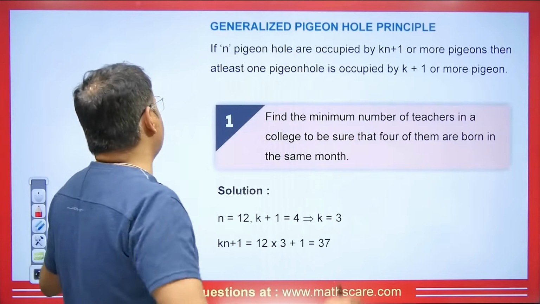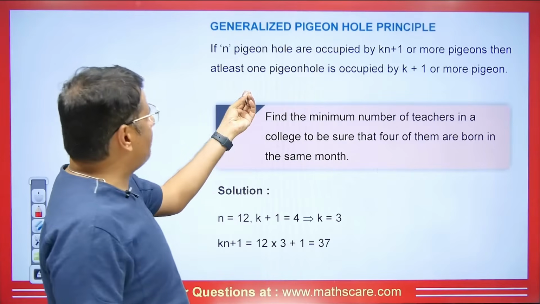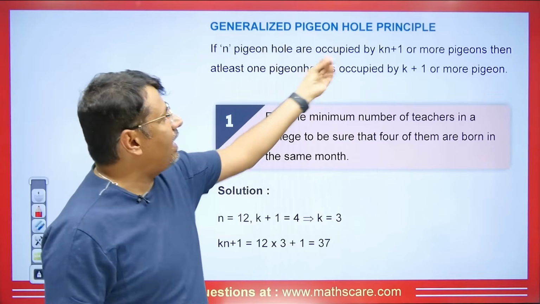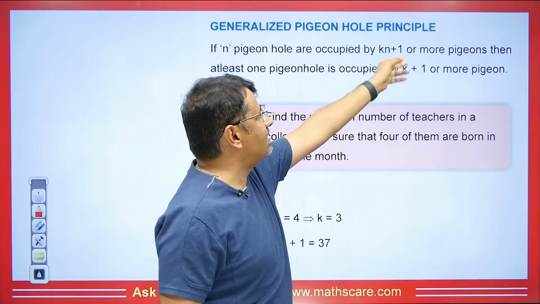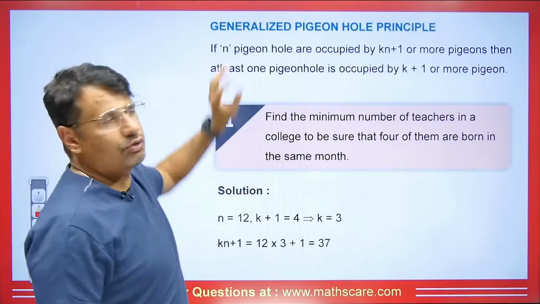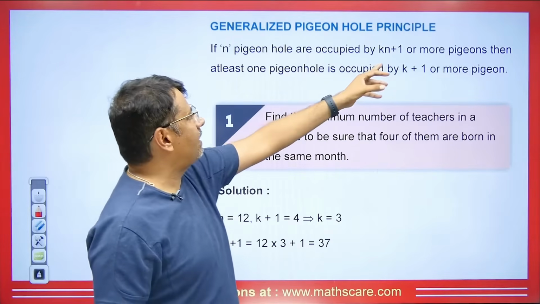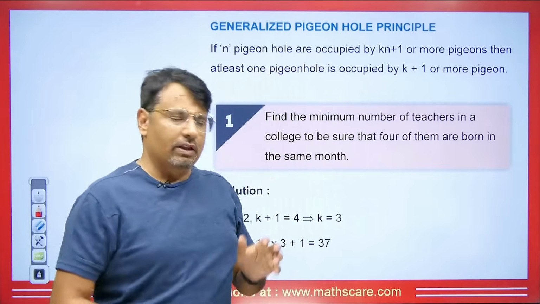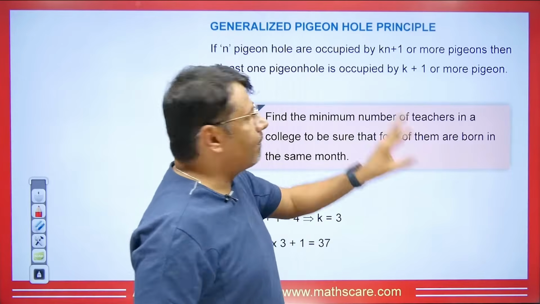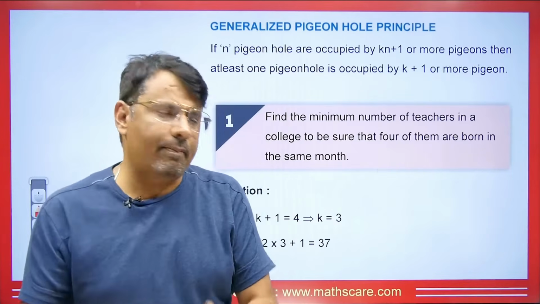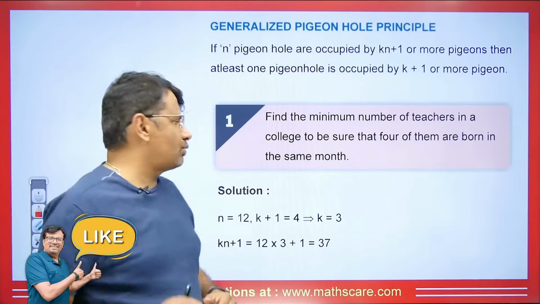Now students, let's understand the generalized pigeonhole principle. Basically the principle says, if n pigeonholes are occupied by kn plus 1 or more pigeons, that is, the number of pigeons is greater than or equal to kn plus 1 and the number of pigeonholes is n, then at least one pigeonhole is occupied by k plus 1 or more pigeons. So my dear students, this simply means there will be at least one pigeonhole which contains k plus 1 or more pigeons. Now I will explain this through examples and you will understand it step by step.